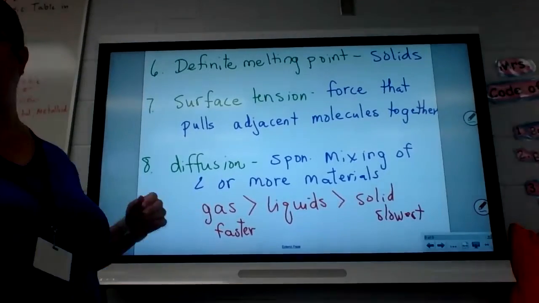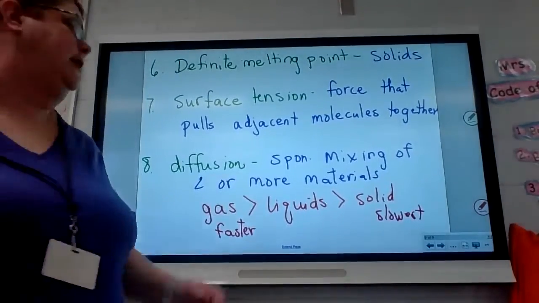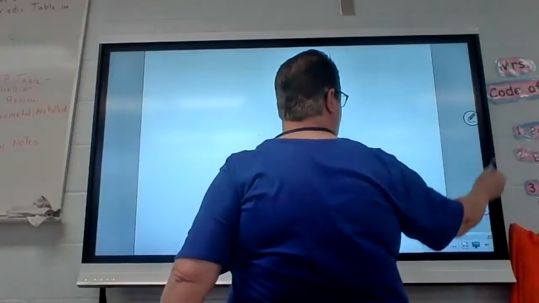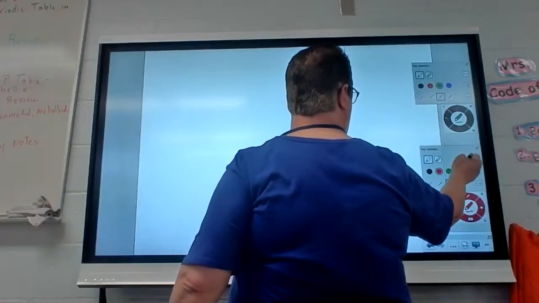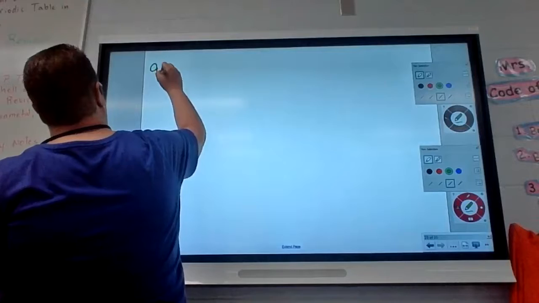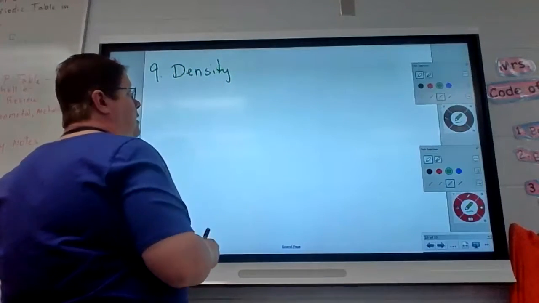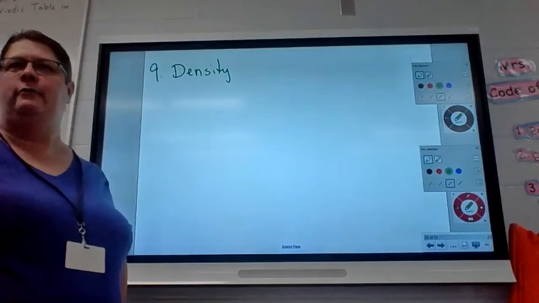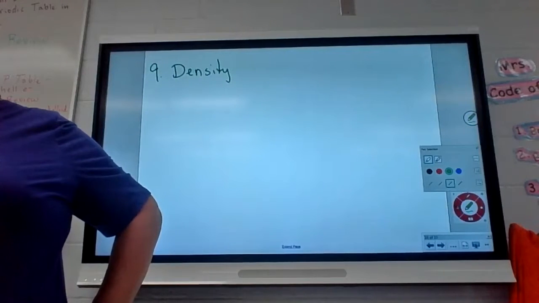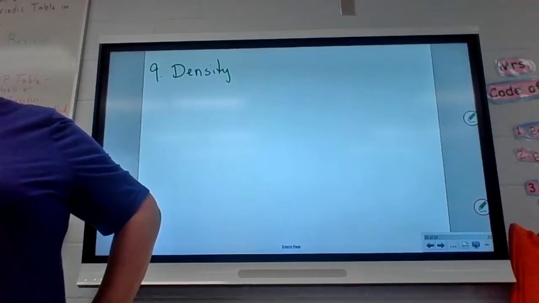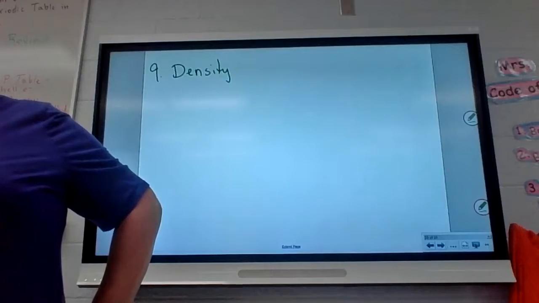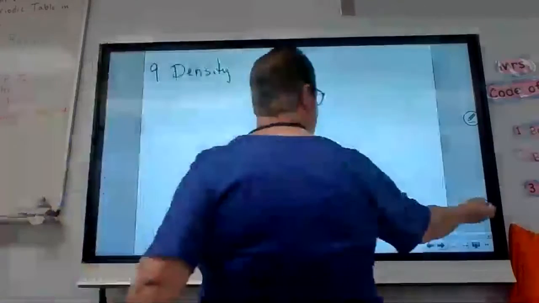All right, let's see if I missed any properties. Oh, density. Since they all have densities, which one has the highest density? Okay, solids has the highest.